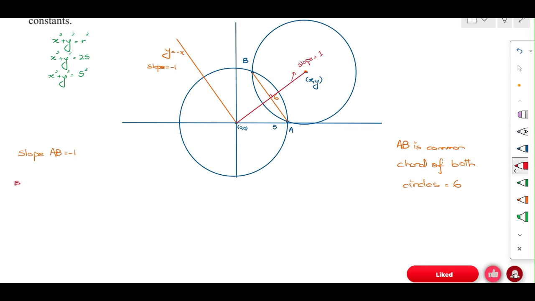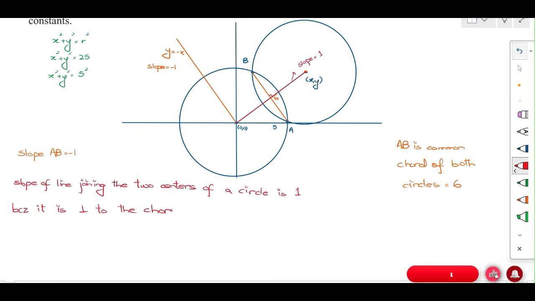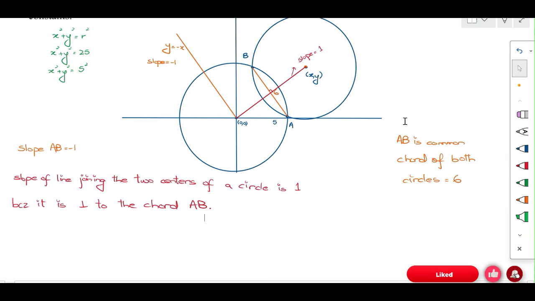So here we can say the slope of the line joining the two centers of a circle is 1, because it is perpendicular to the chord AB. Okay, so if its slope is 1, how do we get the slope 1?